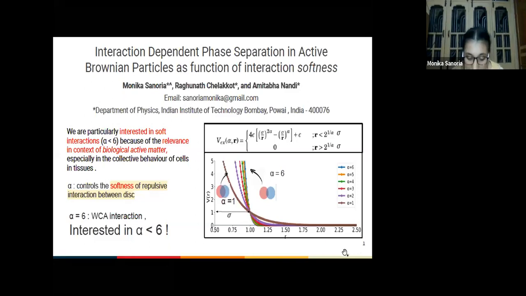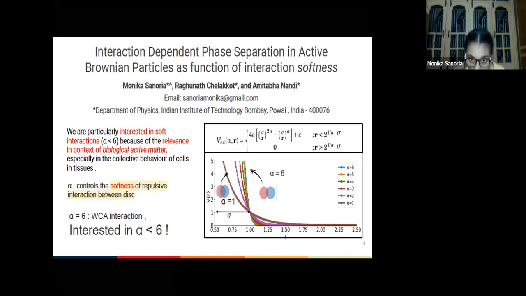In active matter, people are always interested in understanding the structural and the dynamical properties of collective systems. But we are particularly interested in soft interactions because of their relevance in biology and especially in the collective behaviors of cells in tissues. So for the softness, we have introduced here the parameter alpha, which you can see in the potential, written on the right hand side.